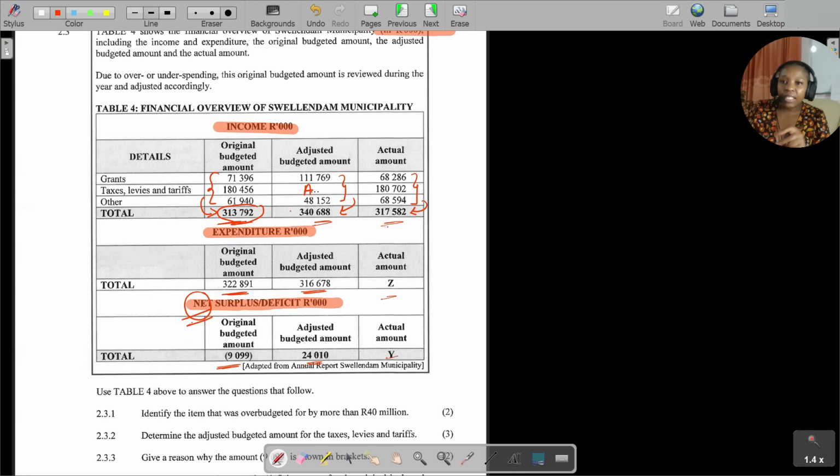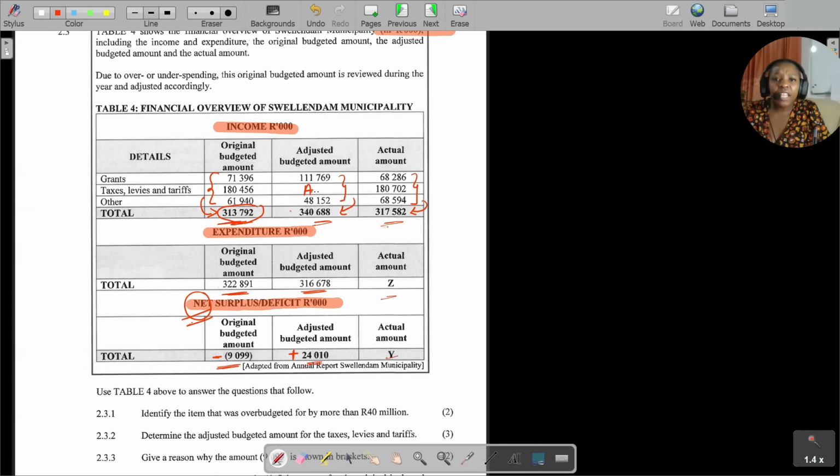So let's check. If we take 313,792 minus 322,891, we are getting a negative 9,099. If you take 340,688 minus 316,678, you are getting a positive 24,010. So this is a surplus. So we have a surplus of adjusted budgeted amounts.